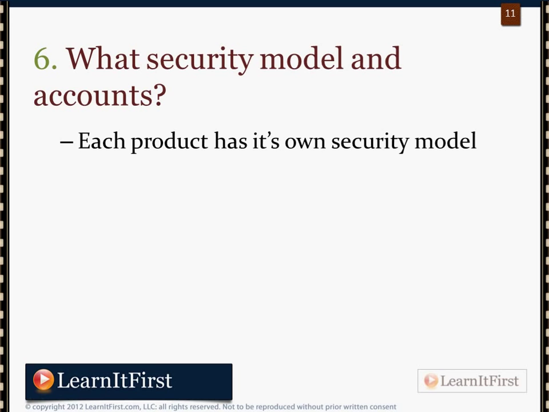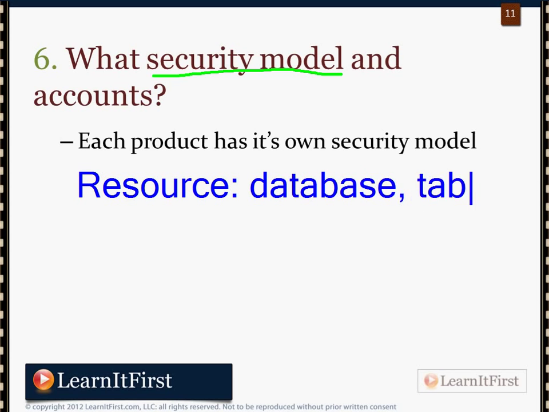So we have this idea of the security model, right? A security model simply defines how people gain access to resources, right? And let's define what a resource would be. This could be a database. It could be a table. It could be a row, a function, a stored procedure. It's an object. It's something, okay? So the security model defines how it is accessed, what permissions would be required to access that.